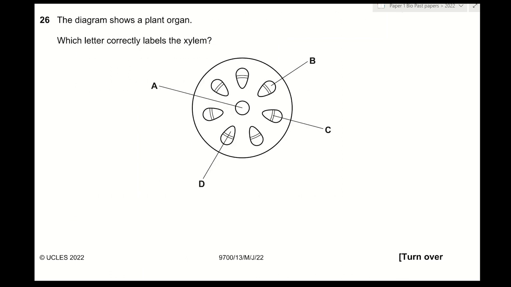Question number 26, the diagram shows a plant organ. Which letter correctly labels the xylem? So this is a cross section through a stem, and this is where a vascular bundle is present in the stem. Within that vascular bundle, we know that the area to the outside, or B, is going to be the phloem. So the area to the outside is always going to be the phloem, and the area separating the phloem and the xylem is going to be the cambium, and therefore area D is going to be the xylem, the area to the inside. Therefore, the correct answer is going to be D.